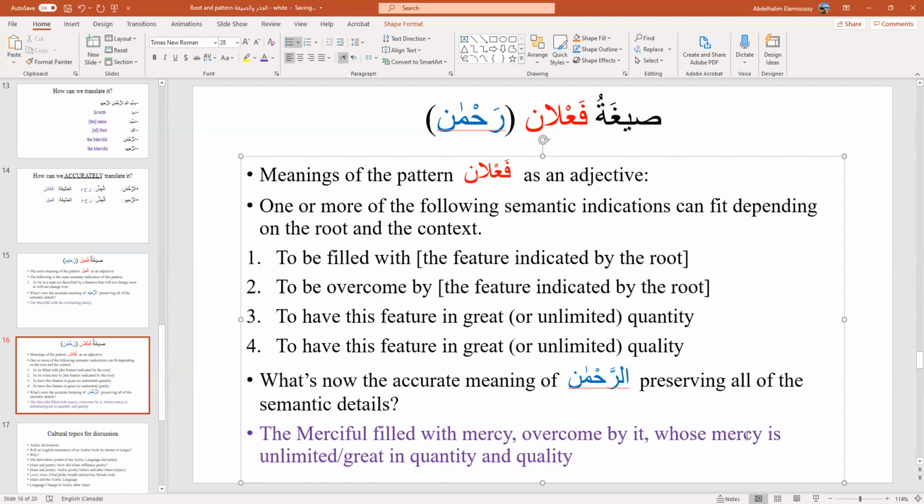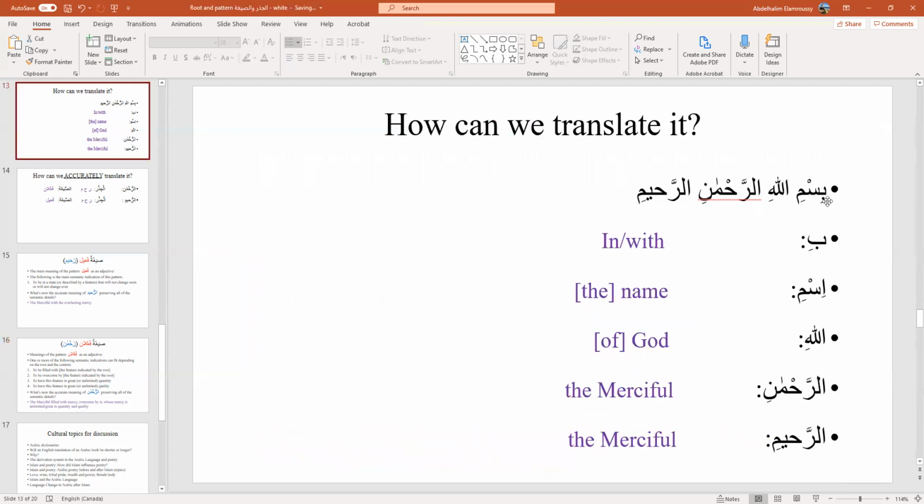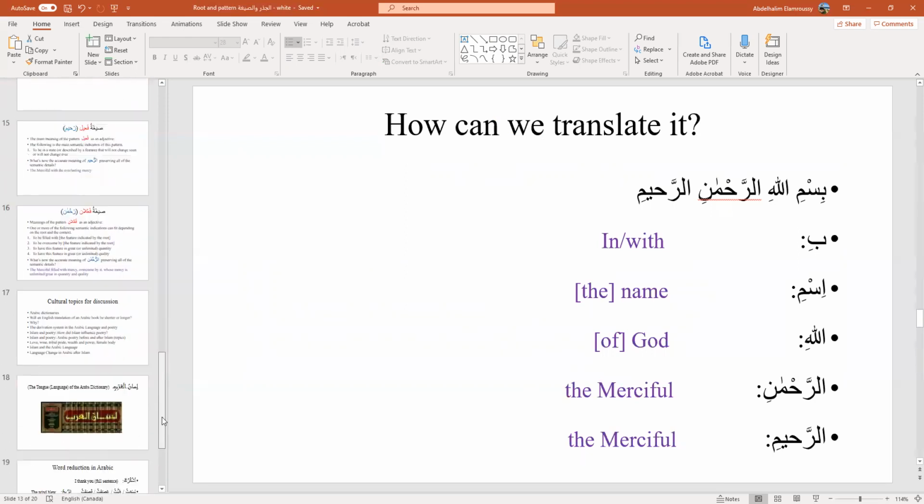So now you can have an idea why I call Arabic a 3D language. Because these four simple words in Arabic, Bismillahir Rahmanir Rahim, that you can read in like 3 seconds, cannot be translated definitely into four words in English. If you'd like to preserve all of the meanings, they would be translated into four lines of English, not four words of English.